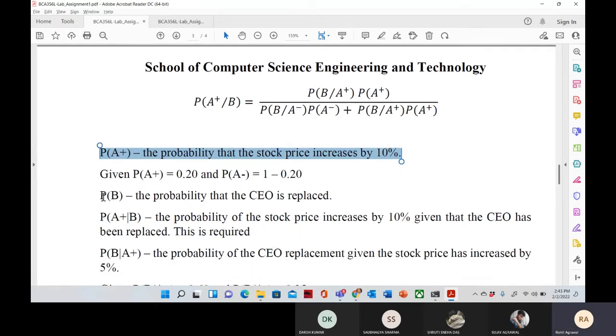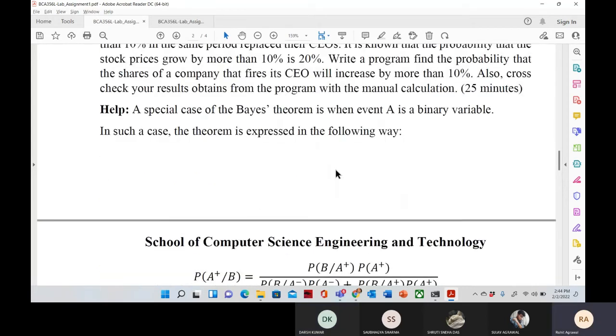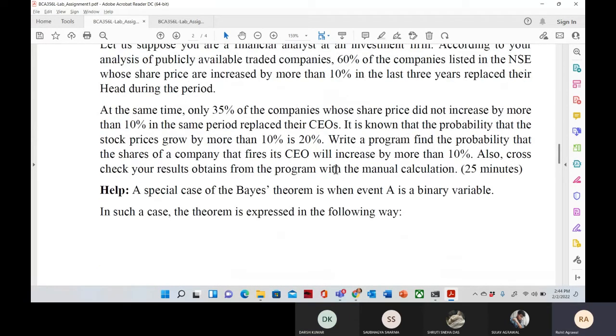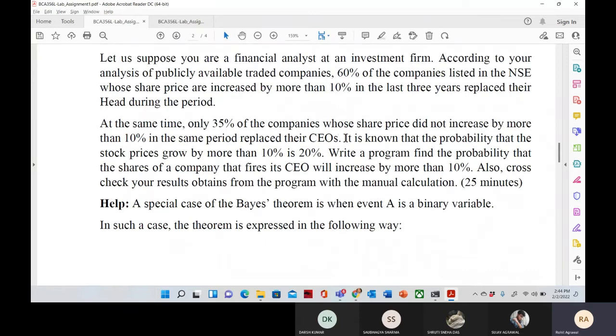Okay. P of B is the probability that the CEO is replaced. And P of A minus will be what? The probability that the stock price doesn't increase by 10%. This will be P of A negative. Am I right? Yes, sir.